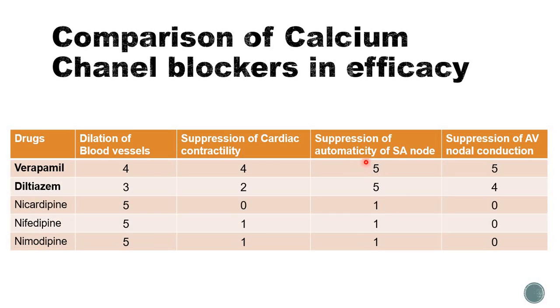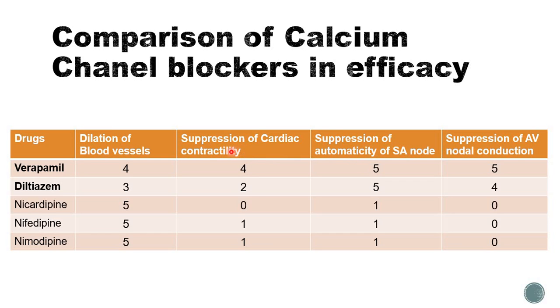So what will happen? The automaticity is decreased, meaning that the firing of the heart action potential is decreased, and this will consequently decrease the heart rate. So diltiazem and verapamil can be very helpful in the management of hypertension and in the management of tachyarrhythmia, because it is the SA nodal automaticity that is going to fire and induce an action potential.